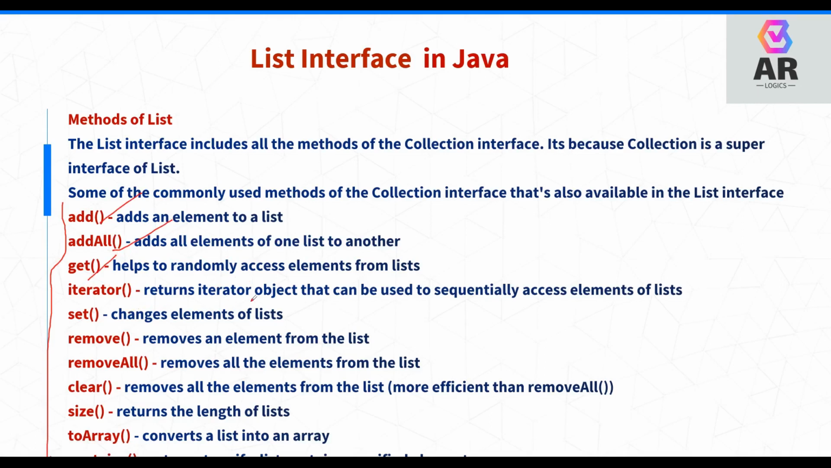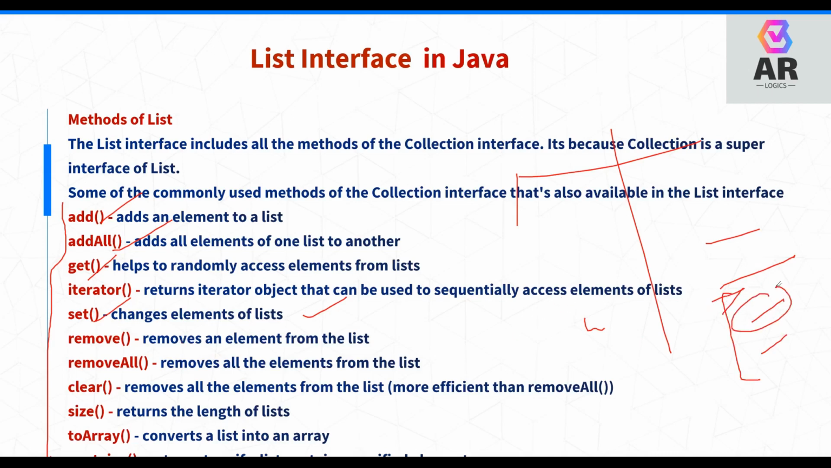Iterator means the object can access the elements sequentially. Suppose you are declaring 10 elements, sequentially we can iterate. Set means change an element. Suppose you want to update one element in between, say 5 elements, you can use the set. If you want to remove any one element, you can use the remove method. If you want to remove all the elements, you can use the removeAll method.